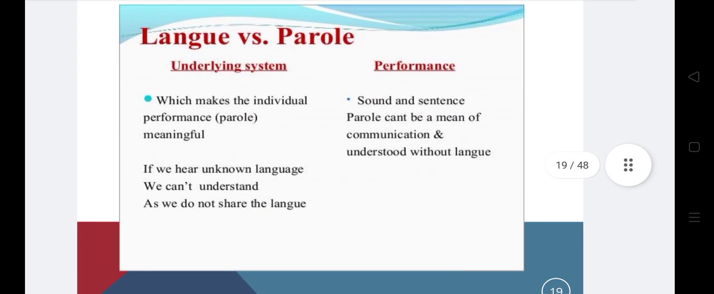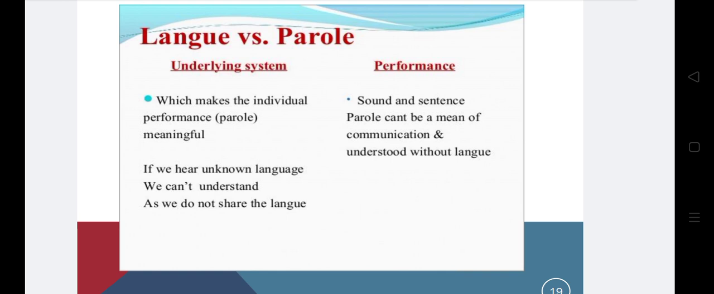Langue refers to the underlying system, whereas parole is the actual performance. And langue is what makes the individual performance, the parole. Langue makes the parole meaningful.